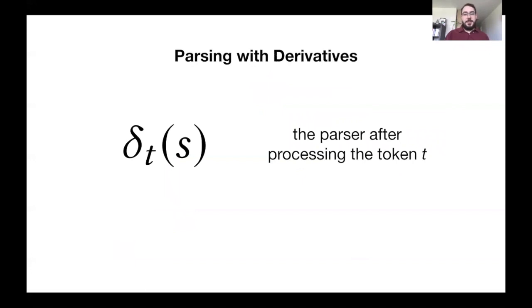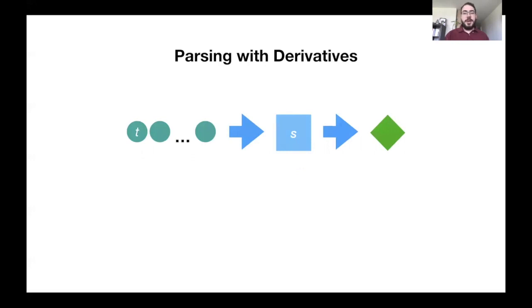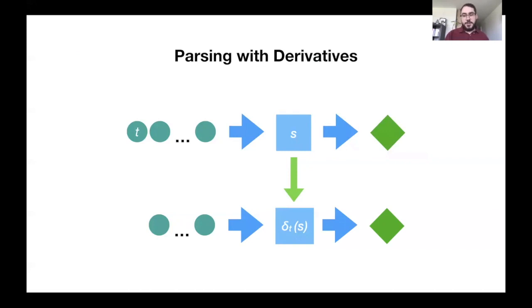And the idea is very simple. It is to introduce this operation called the derivation, which represents the state of the parser after processing a single token T. So if we have this parser S here that accepts this token sequence that starts with a T, if we derive it with respect to this first token, then the parser is going to be equivalent for all the postfixes of the input tokens, and it's going to produce the same value.